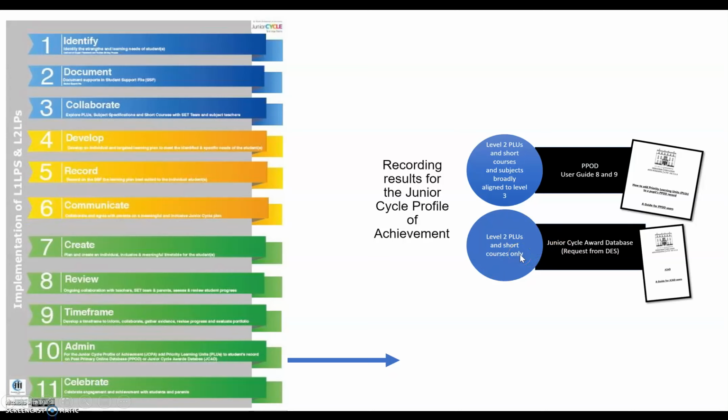If a student has engaged with Level 3 and Level 2, they will have to add priority learning units to a student's profile on the student record on PPOD. There are 2 handbooks that the department forward to schools and share on the Department of Education's website to support schools as they go through this process. Again, you can get in touch with the Level 1, Level 2 team for support in this area.